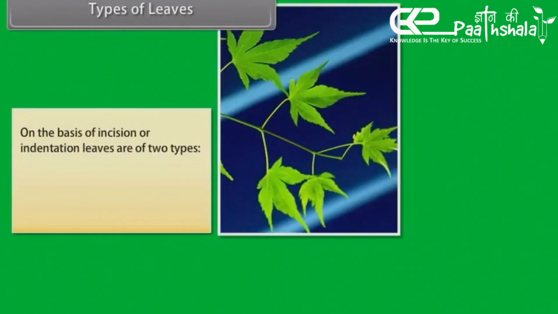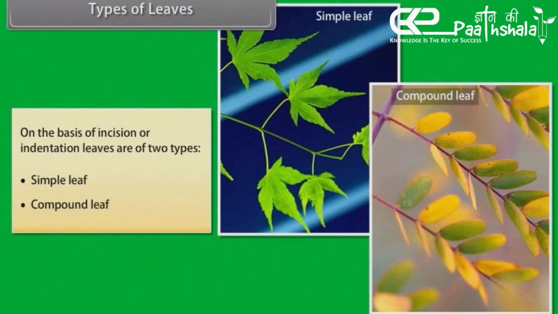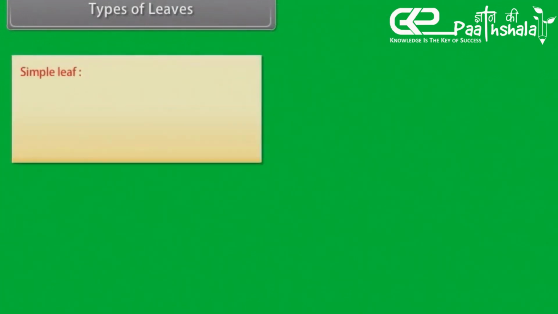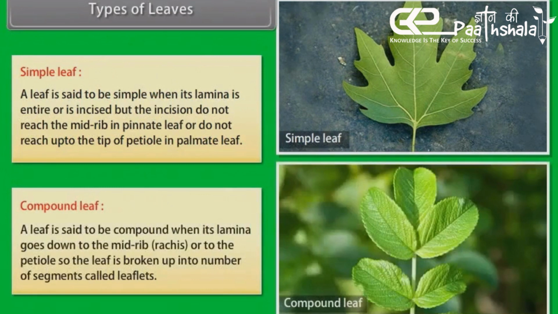On the basis of incision or indentation, leaves are of two types: simple leaf and compound leaf. Simple leaf. A leaf is said to be simple when its lamina is entire or is incised, but the incisions do not reach the midrib in pinnate leaf or do not reach up to the tip of petiole in palmate leaf. Compound leaf. A leaf is said to be compound when its lamina goes down to the midrib, rachis, or to the petiole, so the leaf is broken up into number of segments called leaflets.